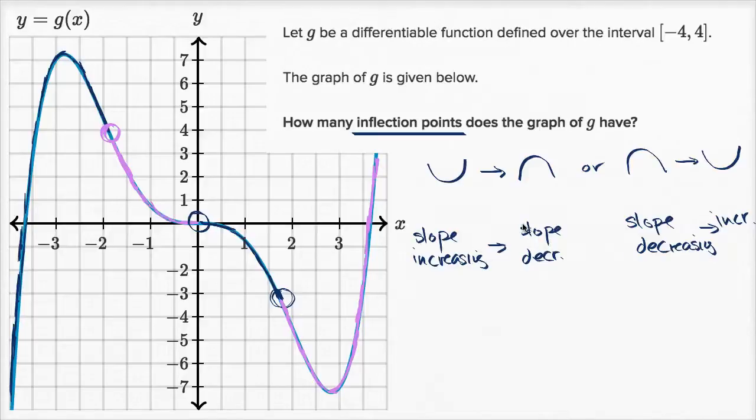So concave upwards to concave downwards. And so slope increasing was here to slope decreasing. So this was an inflection point. And also from slope decreasing to slope increasing. That's slope decreasing to slope increasing. And this is also slope decreasing to slope increasing. So how many inflection points does the graph of g have that we can see on this graph? Well, it has 3 over the interval that at least we can see.